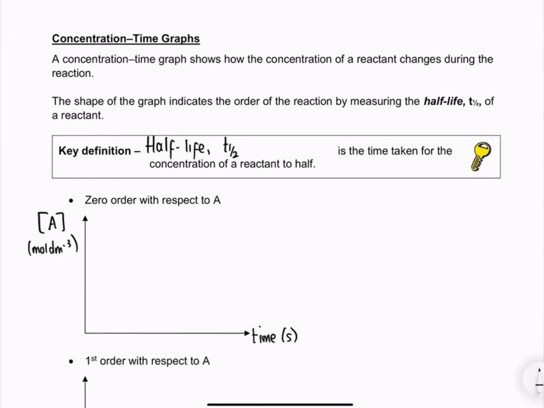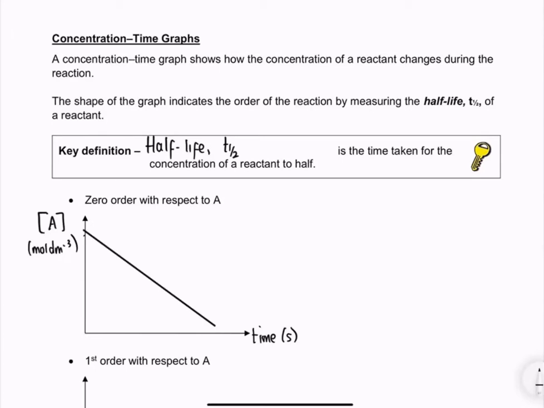But we have to remember that the concentration of reactants does actually fall during a reaction. So it's not a straight horizontal line, it is a straight diagonal line. Concentration is going to fall during the reaction. So let's draw a line representing the concentration of A falling over time. So we should have something like that.